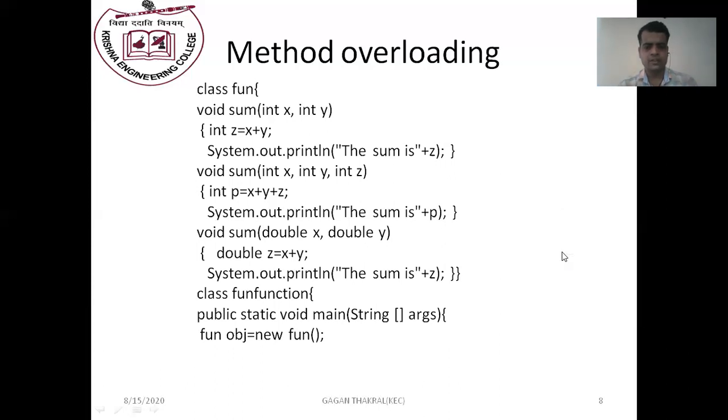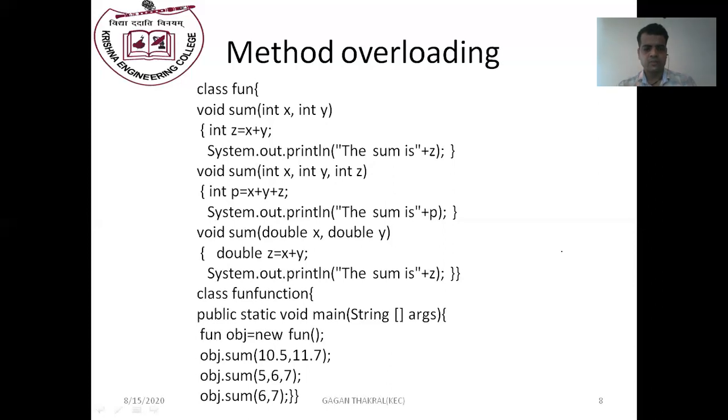So here we create an object of the fun class, and we then call the sum function with the help of the obj object of the fun class, and we pass two float values as arguments in this function. Again we call a new sum function with three integer type arguments, and again we call the sum function with the help of the object with two integer arguments.